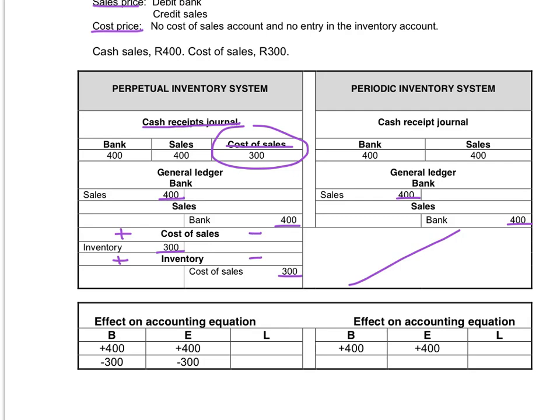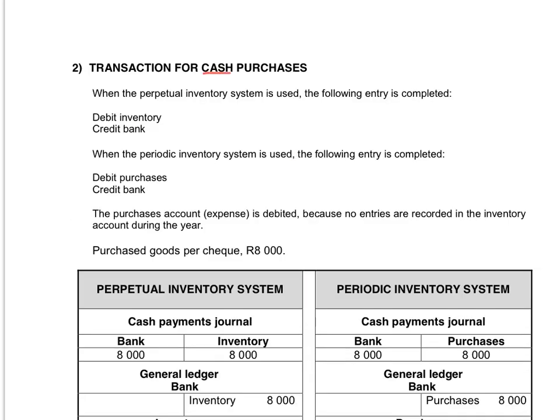The effect on the accounting equation: when money is received, bank is debited to increase the assets. Equity is credited to increase equity with the sales amount. Cost of sales is debited to decrease the profit, so equity will decrease. Inventory will decrease because you are selling your inventory. In the periodic system, only one double entry will be completed to increase the bank and increase sales, that will increase equity.